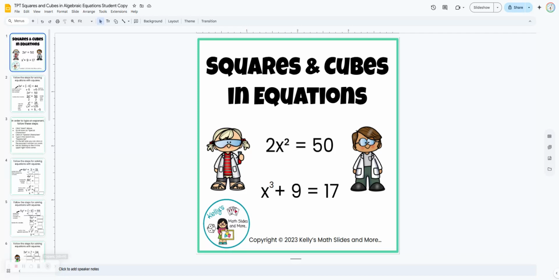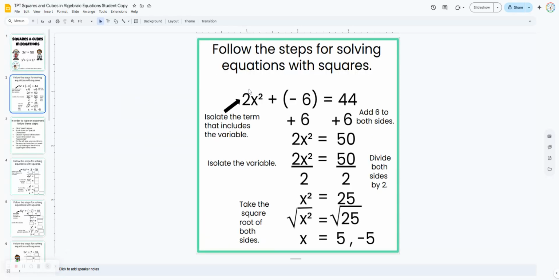Squares and cubes in algebraic equations. This is a digital lesson. And the lesson starts with showing an equation that includes a square. So we have 2x squared plus negative 6 equals 44, and we want to solve for the variable.